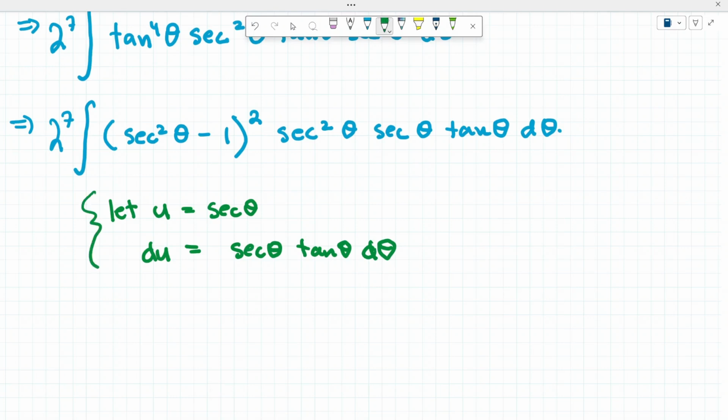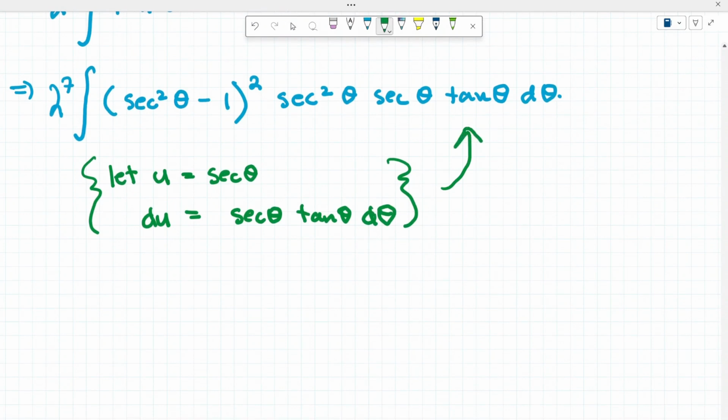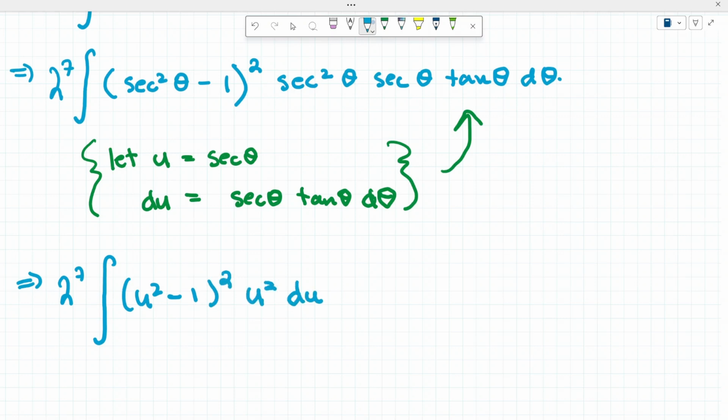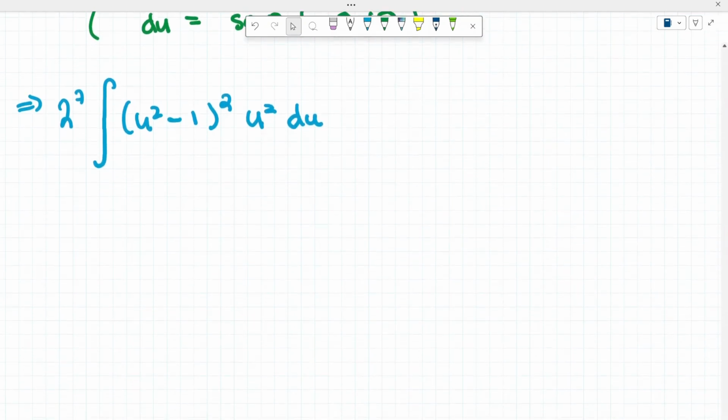Awesome. So now that we have this substitution, we're going to plug that into our integral up here. So after we plug it in, we get 2 to the power of 7, and then the integral of u squared minus 1, all squared, times u squared du. And this looks much friendlier. So you can get a little smiley face there.